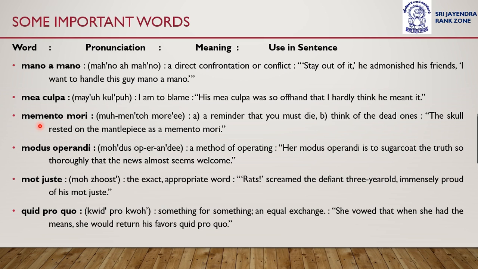Next word is memento mori. It means a reminder that you must die. Option A is a reminder that you must die. Option B is think of the dead ones. The skull rested on the mantelpiece as a memento mori. Memento mori means a reminder that you must die.